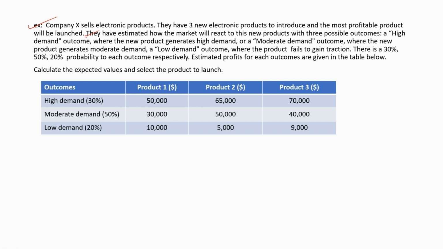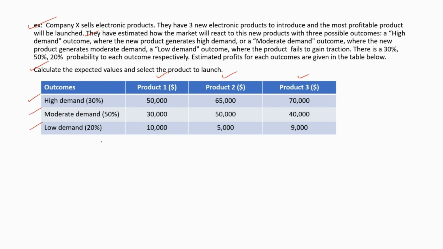Estimated profits for each outcome are given in the table below, and they are asking to calculate the expected values and select the product to launch. So there are three new products, product 1, product 2, and product 3. They have given us the estimated profits. This table contains estimated profits for each product under different outcomes. There are three outcomes: high demand, moderate demand, and low demand.